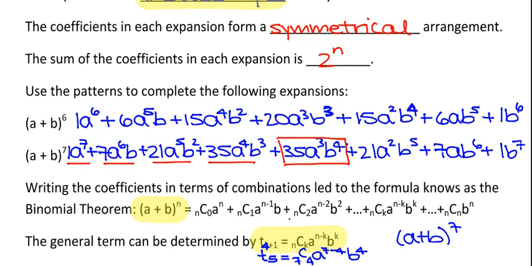The key here is that if you are looking for a fifth term, you must remember your k is always going to be 1 less than that, because our general term is represented by k plus 1. So let's do one example of that, and that will be the end of this segment.